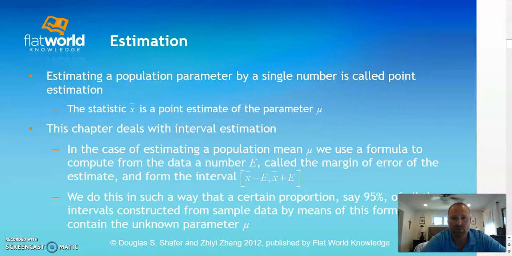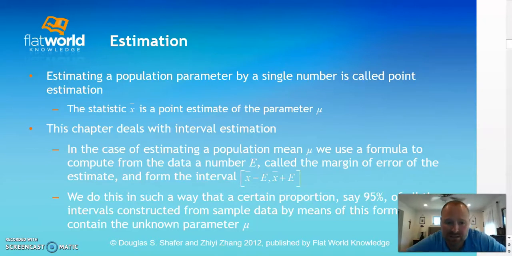So first off, we want to talk about estimation. Estimating a population parameter by a single number is called a point estimation. So the statistic x with a line over it is a point estimation of the parameter mu, which happens to be the mean. This chapter deals with interval estimation.